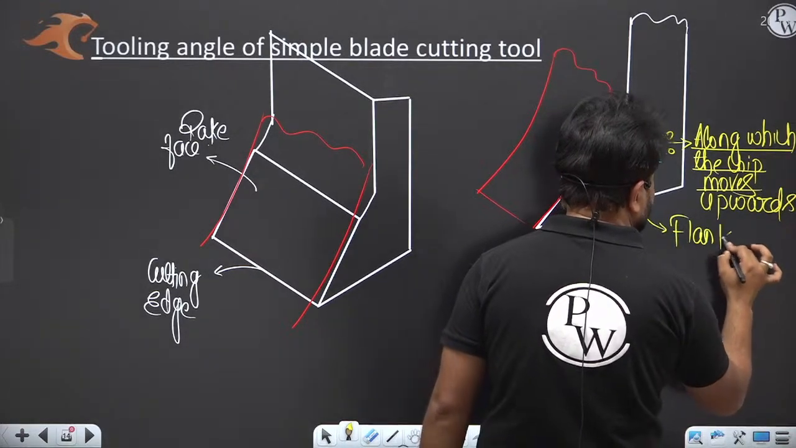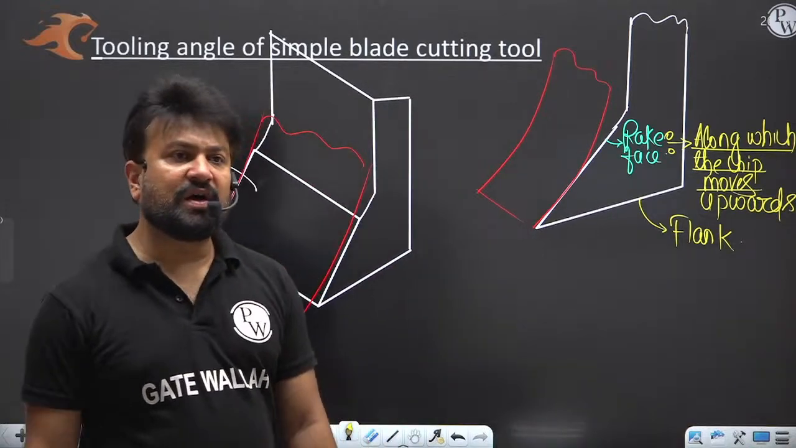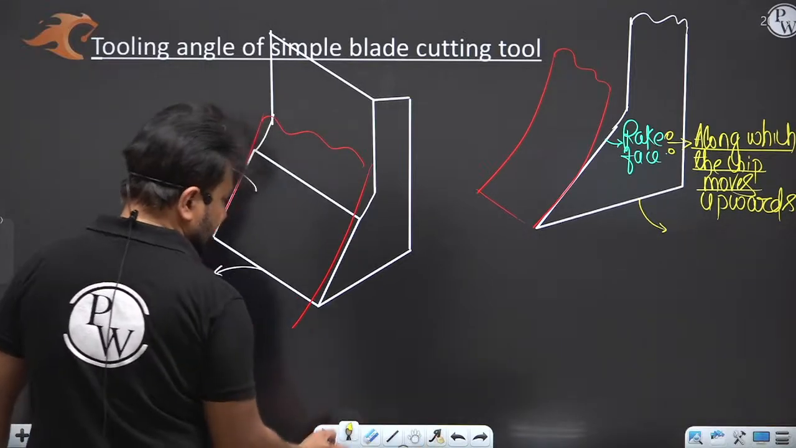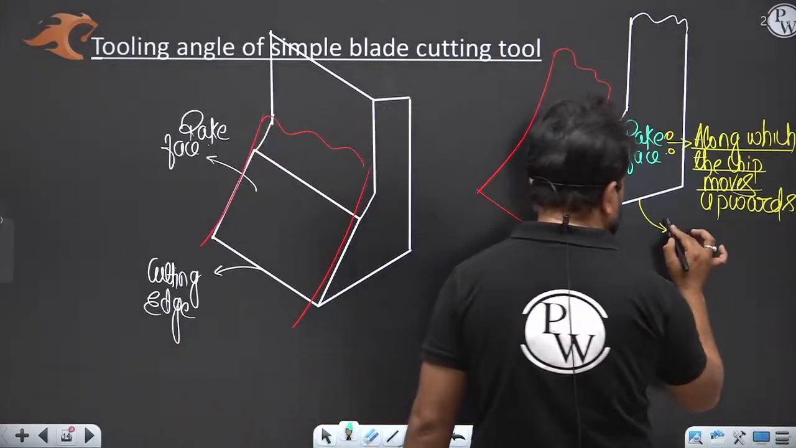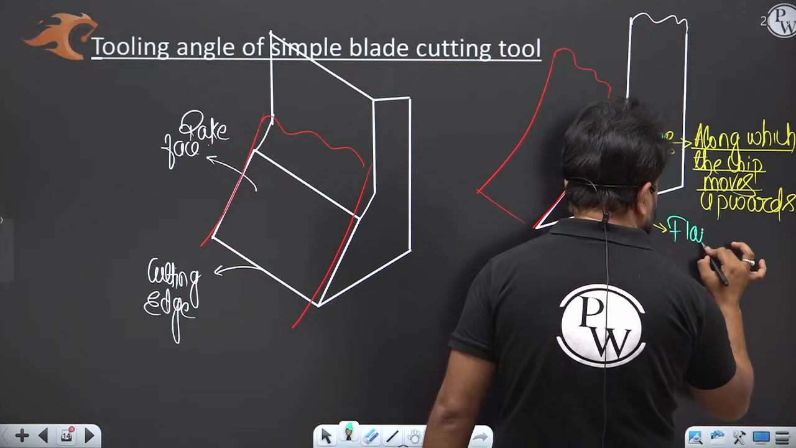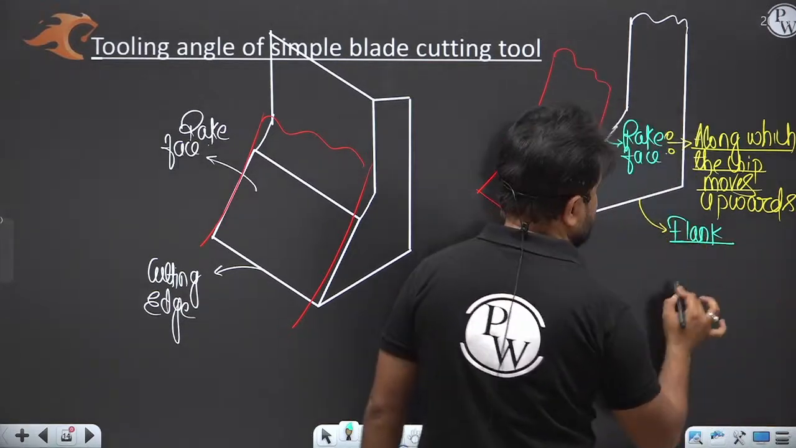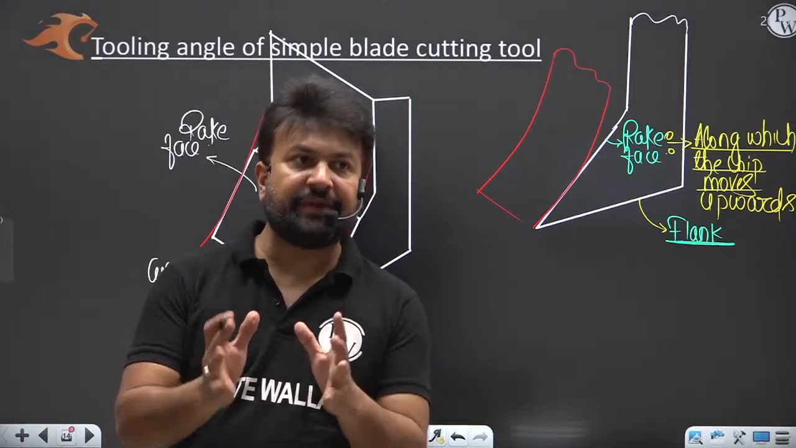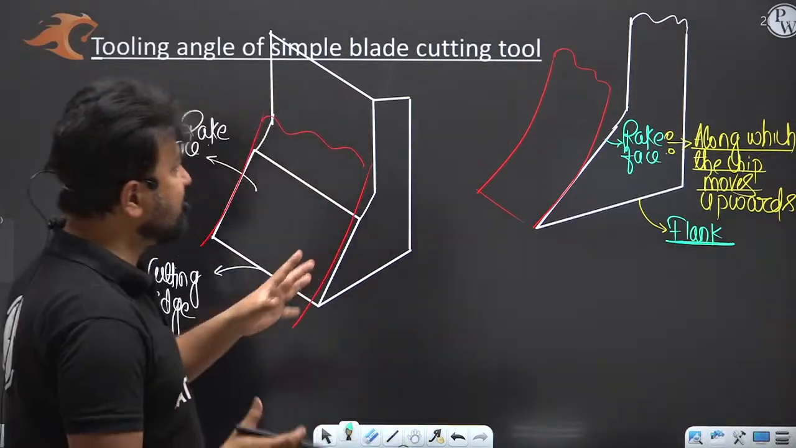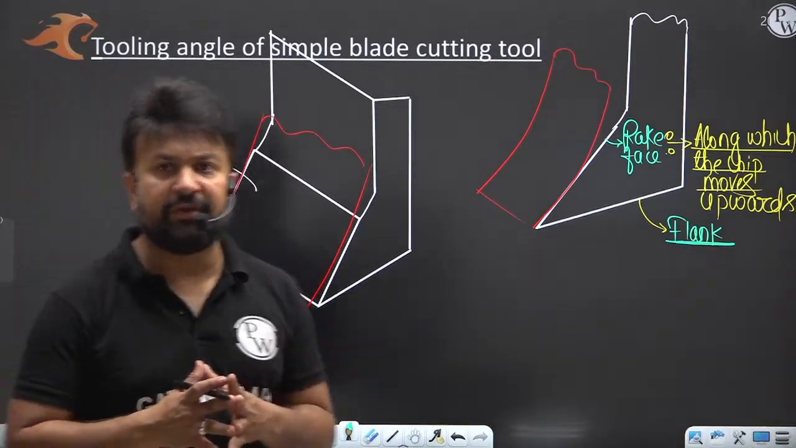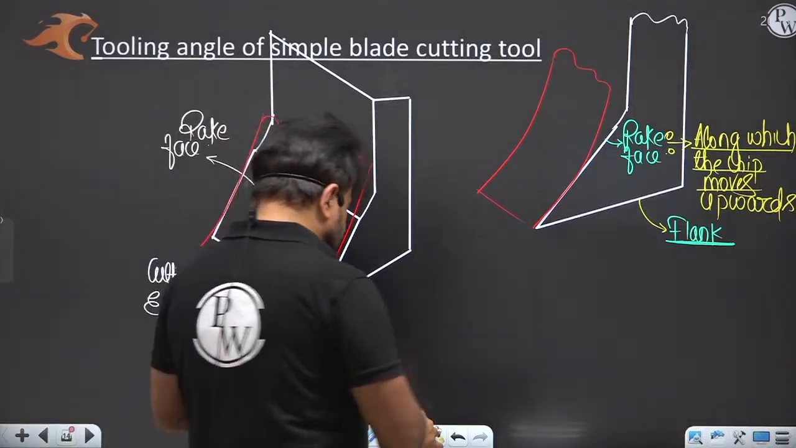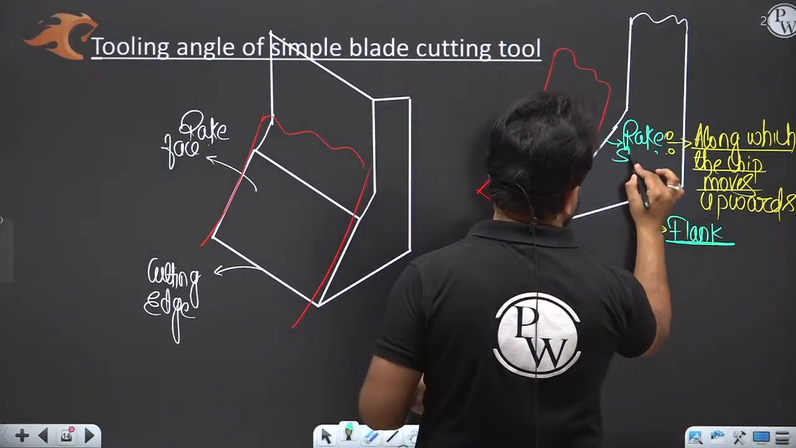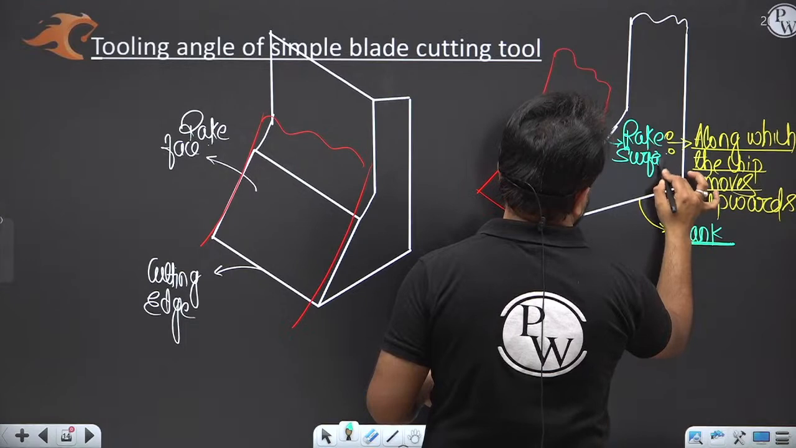Flank is always toward the workpiece. This is flank. Flank is the surface which is toward the workpiece during machining. Is that flank and rake surface is clear to everybody? Okay. Generally, we say this is a rake surface, not face. This is a rake surface, right?